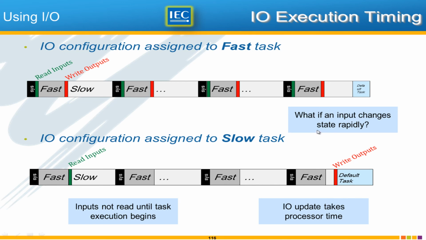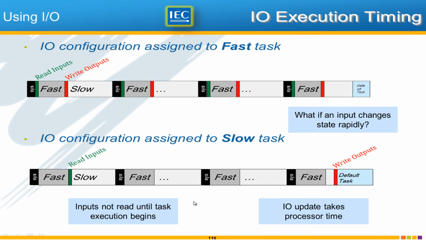So now think about this question again. What if an input changes state rapidly and you've assigned the I/O to the slow task? If you have many input changes, they would not show up in any of the tasks. It would read it once at the slow task, and any changes that happen during that slow task would not be used.